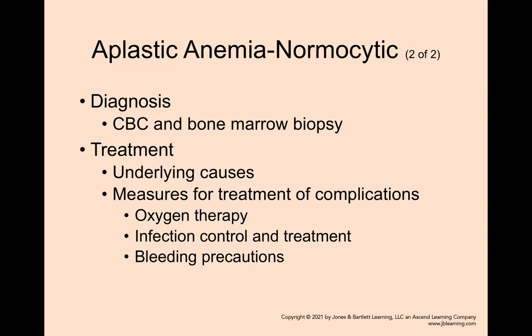it worked out the way she wanted to, but it was still a devastating diagnosis because no matter how much blood you give them, there just is no more. Their body just does not make any more. So again, the diagnosis is a CBC and a bone marrow biopsy. The treatment is to treat the underlying causes and treat for any complications. So you want to give them oxygen. Infection control is important, and bleeding precautions. They will also probably get frequent blood transfusions, and the other treatment that may be available to them based on the cause is a bone marrow transplant.